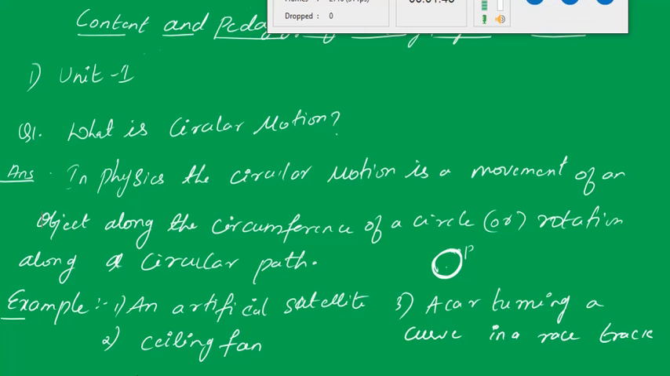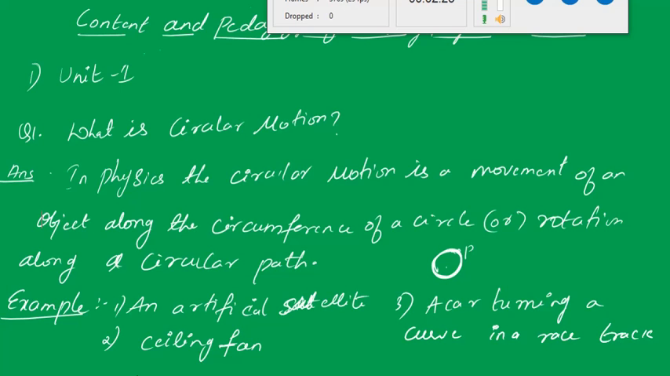Let us consider a few examples to understand circular motion. An artificial satellite placed in orbit above the earth level. It is an object placed above the earth whose movement is circular because it covers the circumference of the Earth's surface. So an artificial satellite is an example of circular motion. Ceiling fan, that's a second example, where the fan is placed on the ceiling and the wings of the fan perform circular motion. That is the second example.